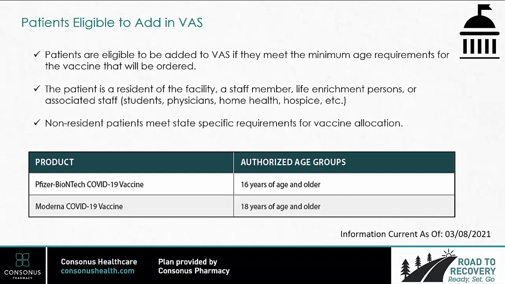Those non-resident patients, so that's your life enrichment persons, must also meet state-specific requirements for vaccine allocation. So that means that if your state is imposing a 65 years or older guideline to be vaccinated, your life enrichment person must also fall under that same guideline.